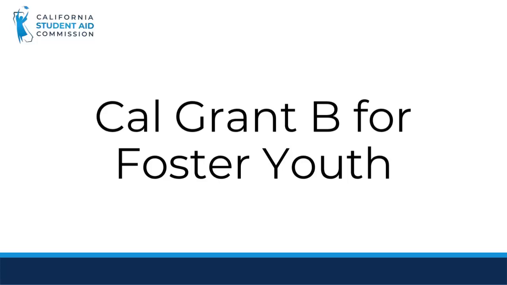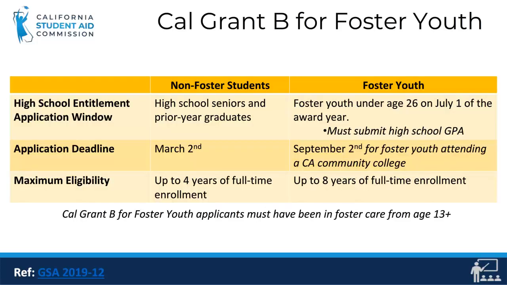Next in this presentation, we will introduce the newly expanded Cal Grant B with special exceptions for foster youth. While the Cal Grant B has been around for a long time, the existing requirements were expanded in the 2018-2019 school year to provide additional opportunities for college students who were in foster care at any point since age 13. Foster status is automatically verified by the California Department of Social Services.